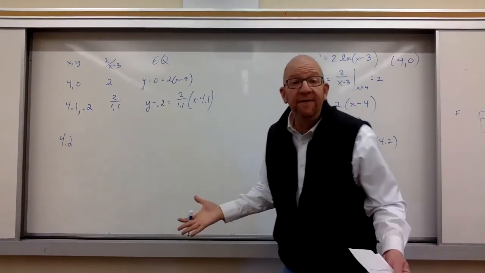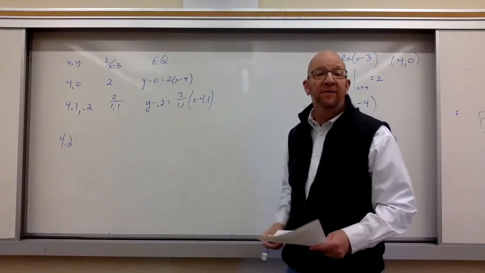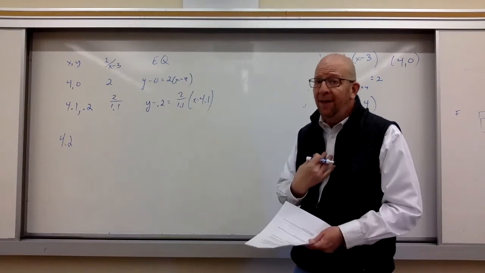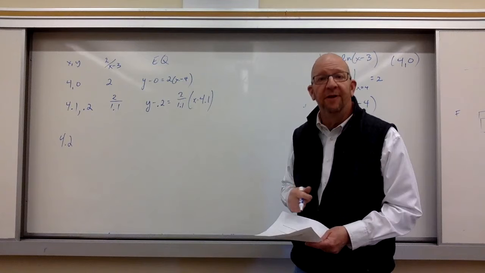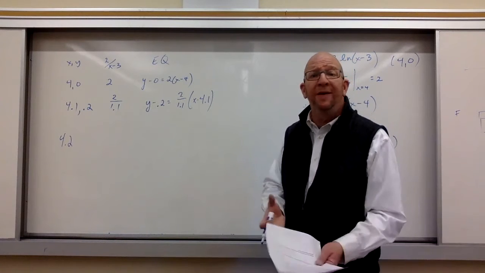And that's what we're trying to figure out. So take the 4.2, plug it back into this previous equation. And this is my method for dealing with Euler's method. It's all about the tangent line, so you don't have to memorize anything.